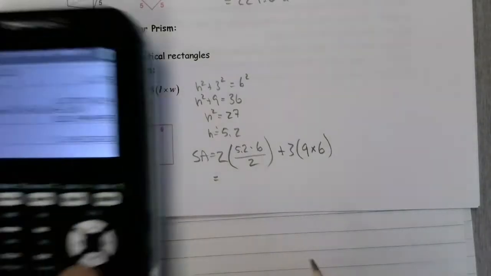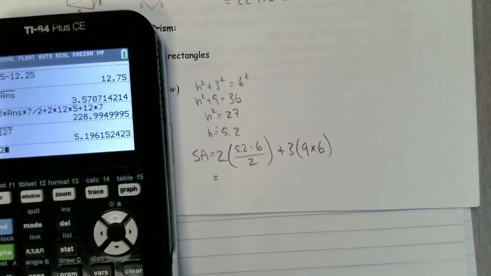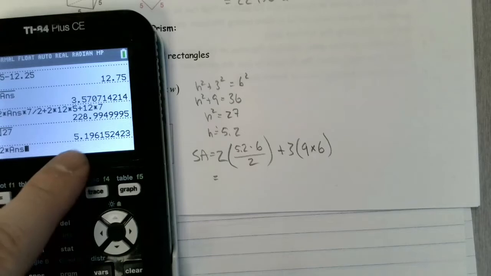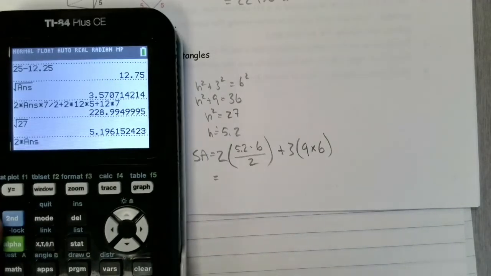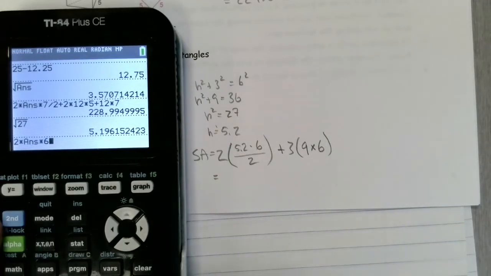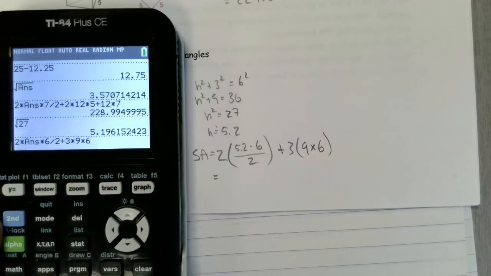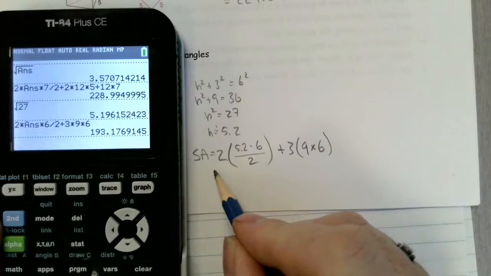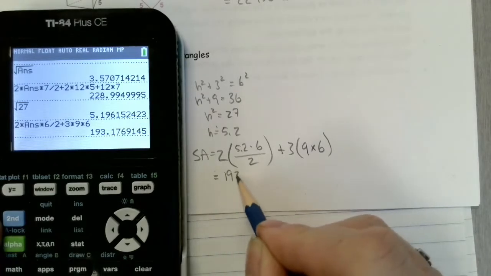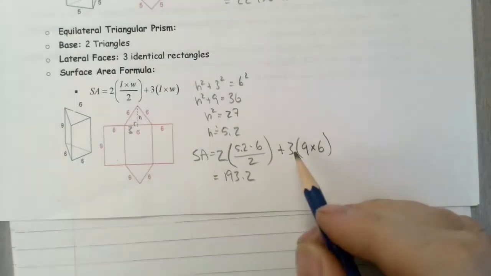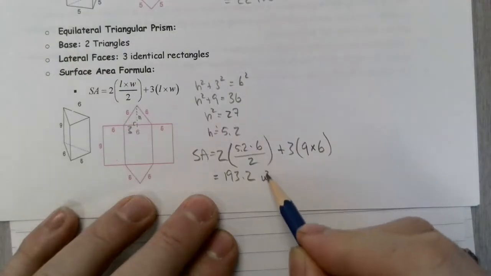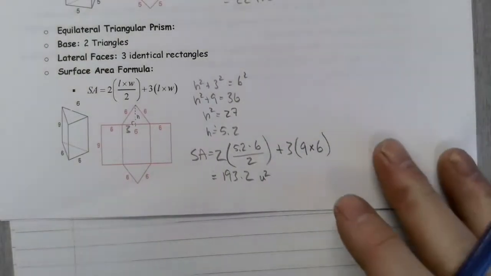And so now I go to my calculator. 2 times that answer that I just worked on, times 6, divided by 2, plus 3 times 9 times 6. And I get approximately 193.2. Again, I'm looking for my units. I don't see any there, so units squared is what I would write.